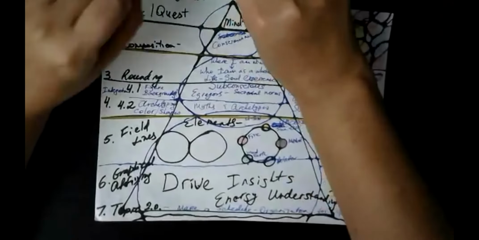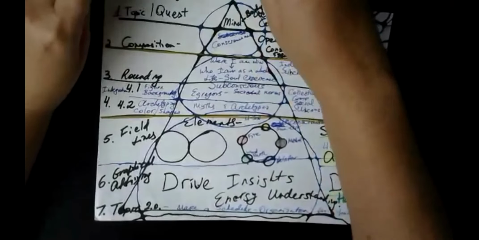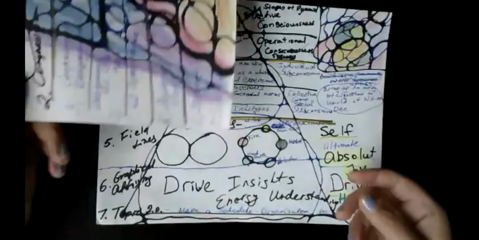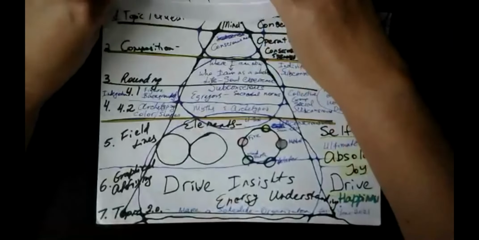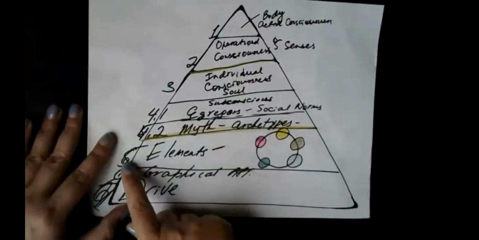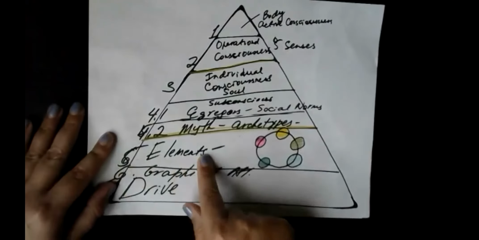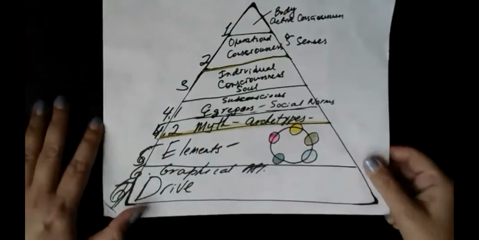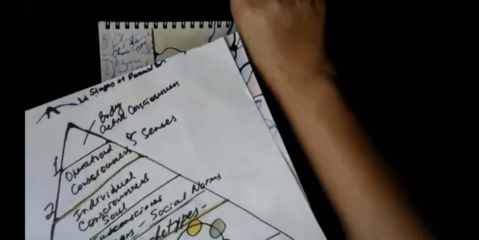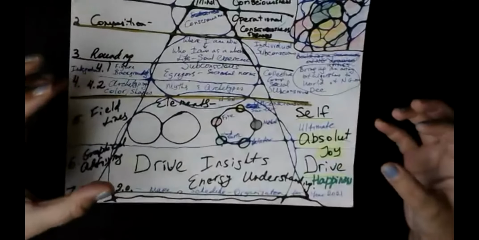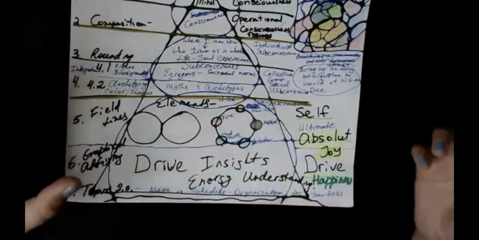I'm looking for a different pyramid that I had. This seems to be the best example of the pyramid here. If we discuss the pyramid, step 5, the field lines, is where the elements are. This is the way we go deep into our unconscious. We go deep within our soul. And here is the main bucket of energy, guys.